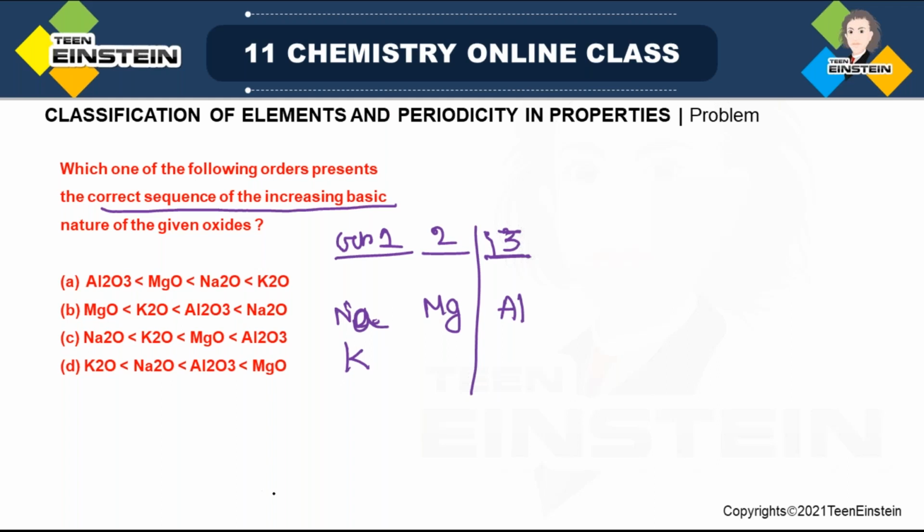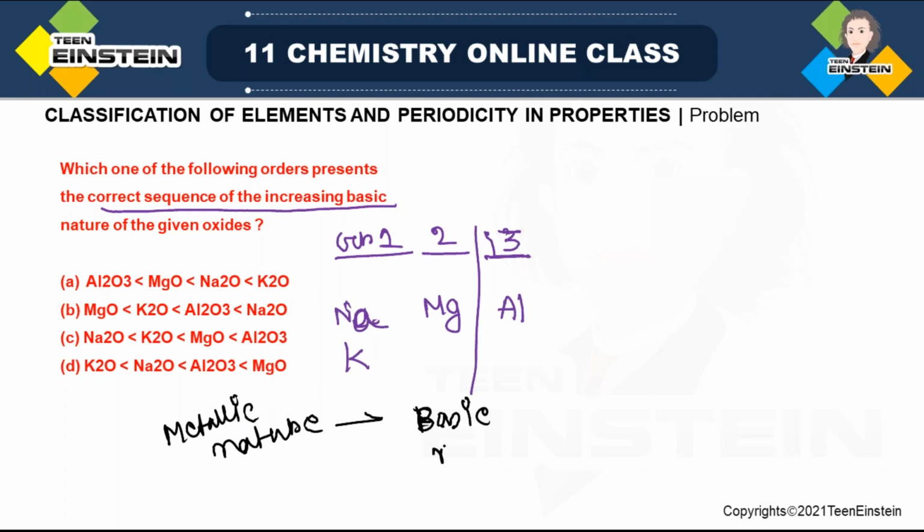Fine. Now we have to find the correct sequence of increasing basic nature. So before going exactly to the question, you have to basically find the correct sequence of metallic nature, because metallic nature is directly related to basic nature.